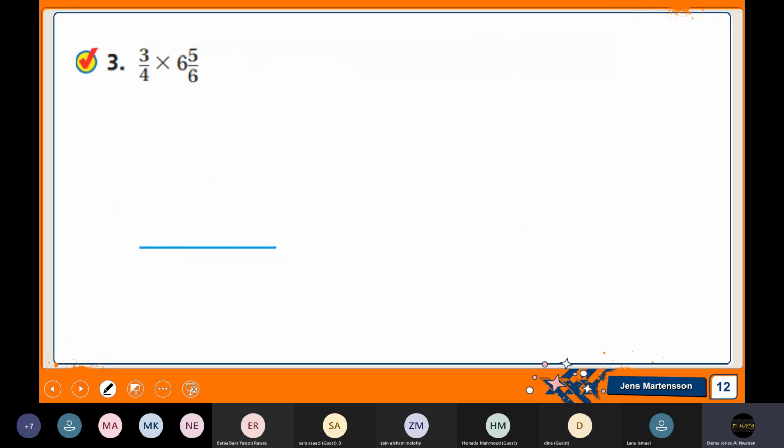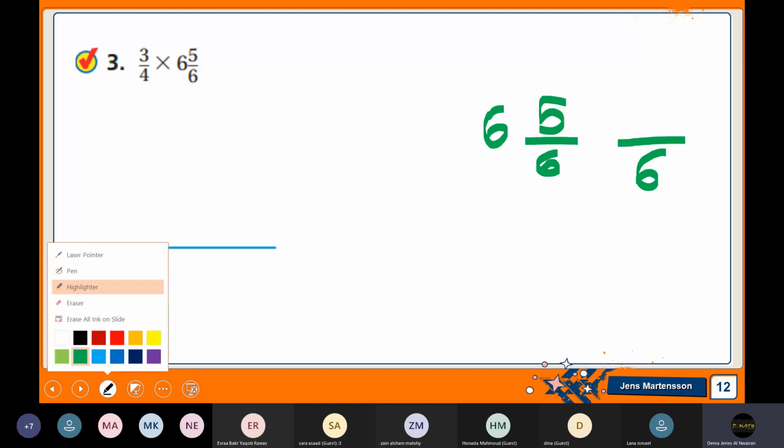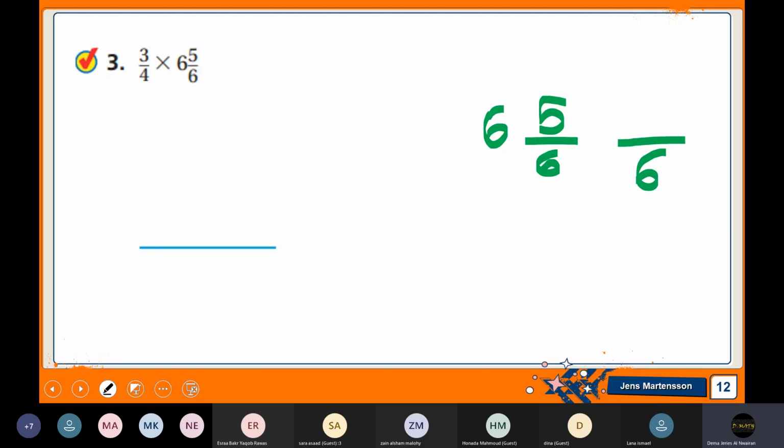Now, number 3. Yes, Lana. 3 over 4 times 6 and 5 over 6. How can you rewrite 6 and 5 over 6 as a fraction? First of all, where's the denominator here? 6. Good job. You were right. Keep it. But now you will need to change the numerator. What is the new value of the numerator? What will you do?